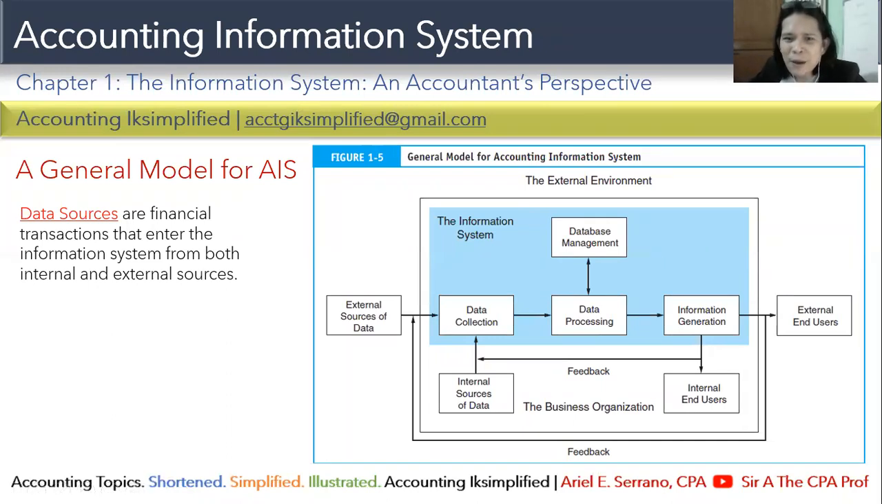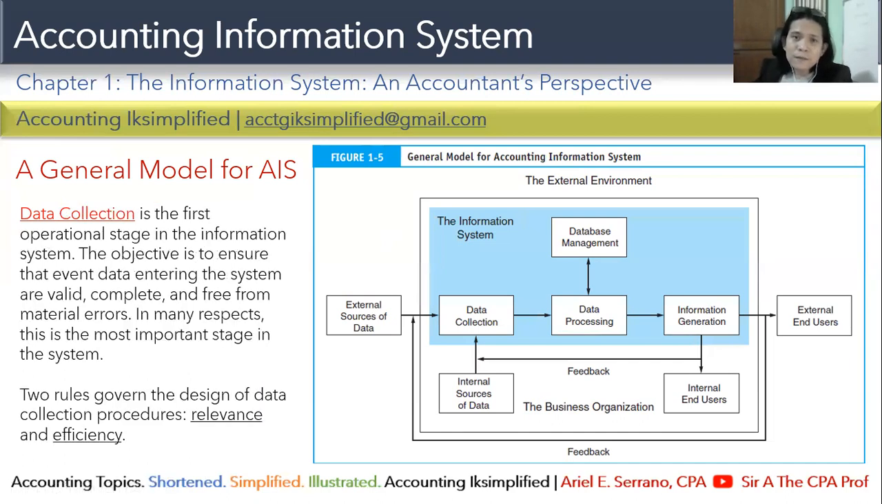Now, let's talk about data sources. Yung makikita naman po natin dito sa left part, no? It can also be an external source or internal source. Now, when we talk of data sources, these are financial transactions that enter the information system. Either external, nanggaling sa labas, or within the organization. Okay? Kasi syempre, we need the source. Otherwise, kulang. That is why this is our general model here. Okay? Data source is also essential.